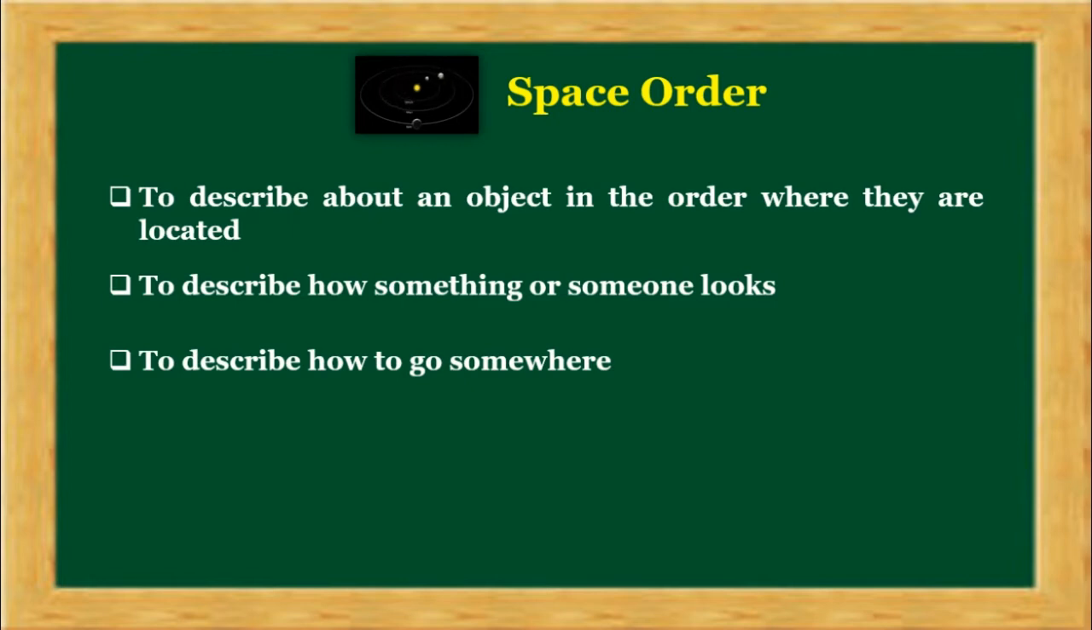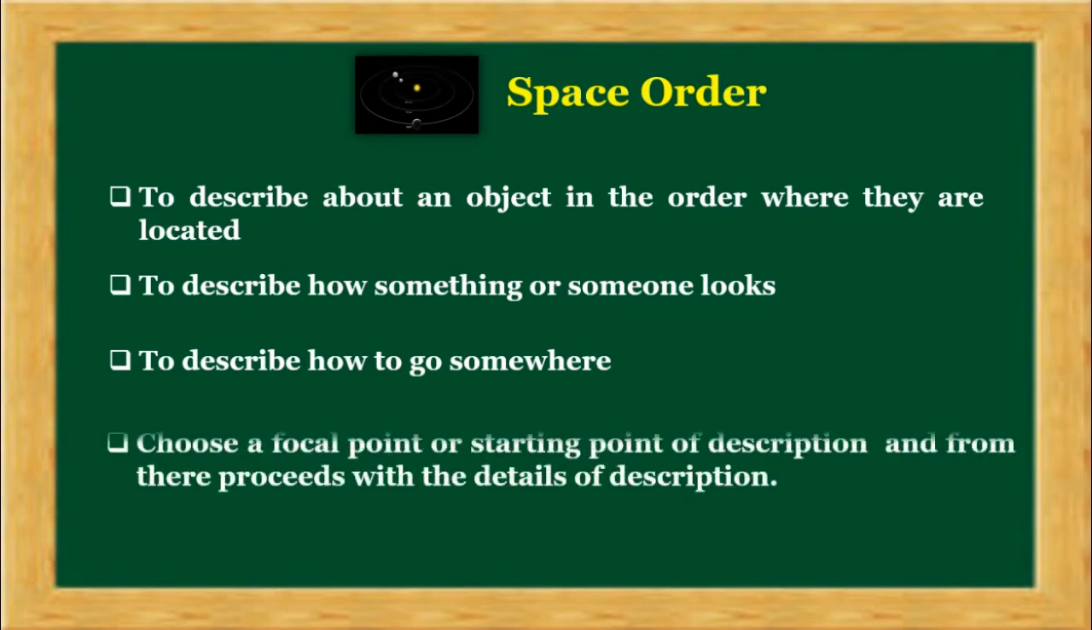The view must move in an orderly, logical progression, giving the reader clear directional signals to follow from place to place. The key to using this method is to choose a specific starting point or focal point of description, and from there, proceed with the details of description.